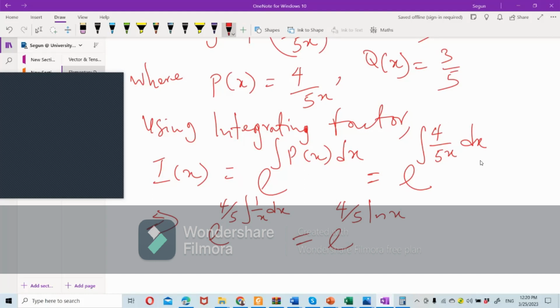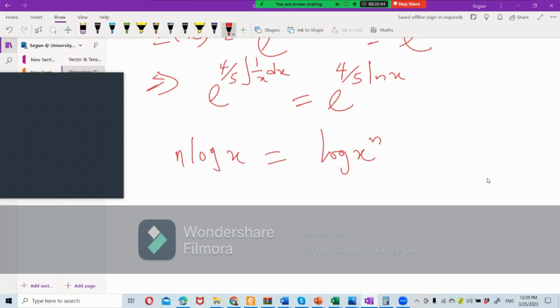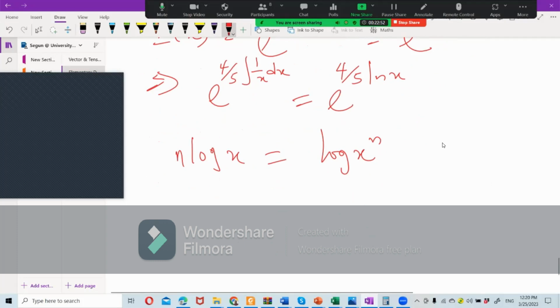So don't forget, like I told you in the previous video, anytime you have exponential of ln x, the answer is always x. But in this case now, remember the law of logarithm says when you have n log x, the answer is log x raised to power n. So that's one of the properties of log, which is the same thing as ln that we're working on.